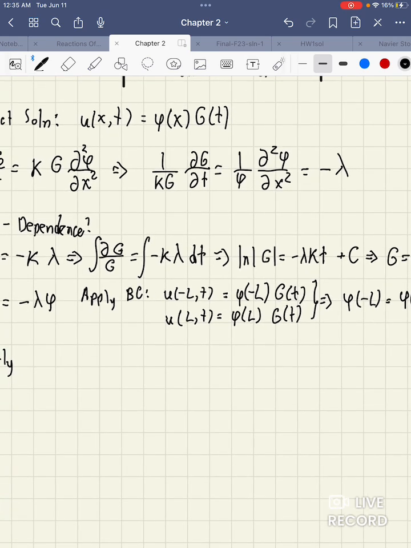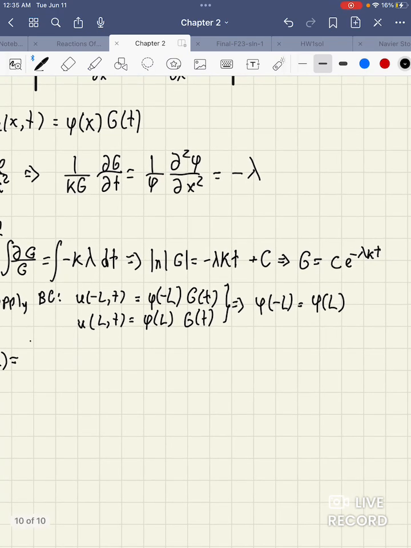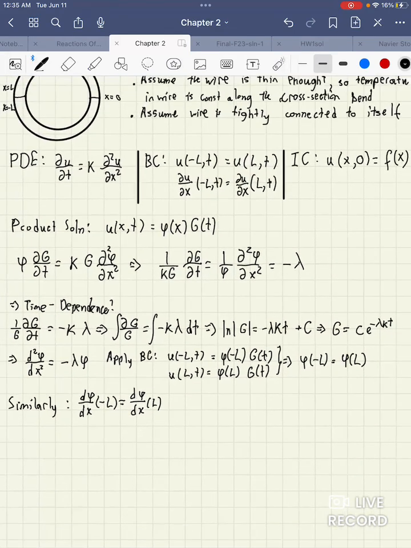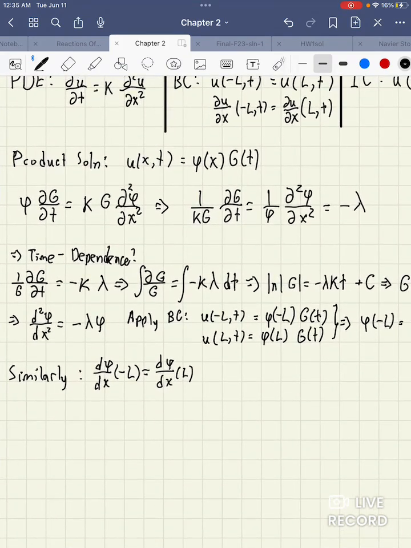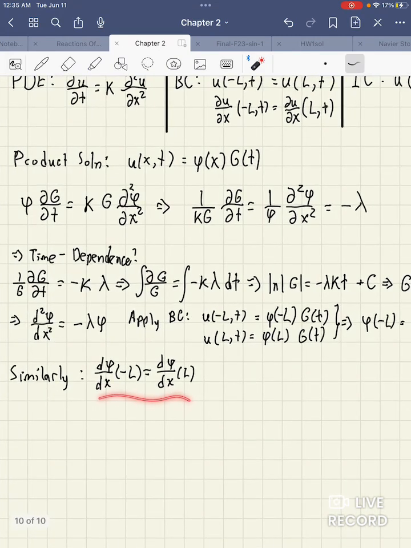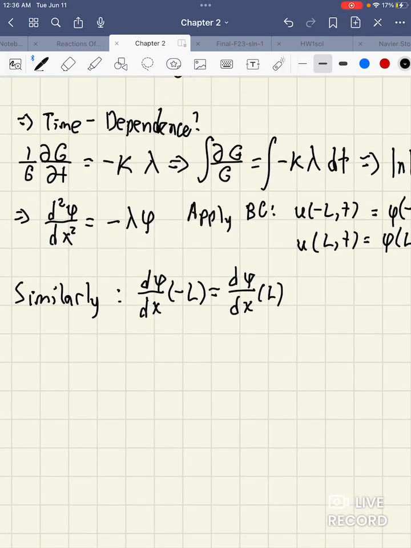For the other boundary condition, d phi dx at negative L is equal to d phi dx at positive L. So now we have another ODE, an ordinary differential equation with these two boundary conditions. So again, let's solve our second order differential equation. So apply an ansatz.